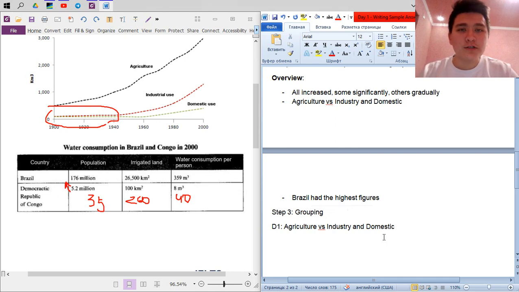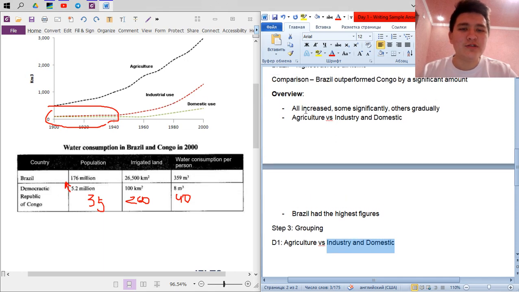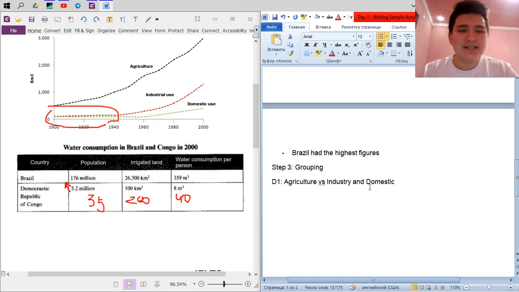Knowing what to write first. For example, if we wrote about industrial and domestic use at first, it would probably not make sense, because that wouldn't be logical, as we didn't do it in the same way in the overview, right? It would be just a mess. More than that, it would probably not make any sense, just think about it.